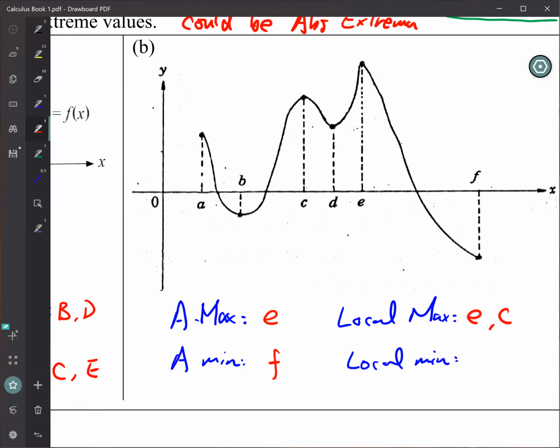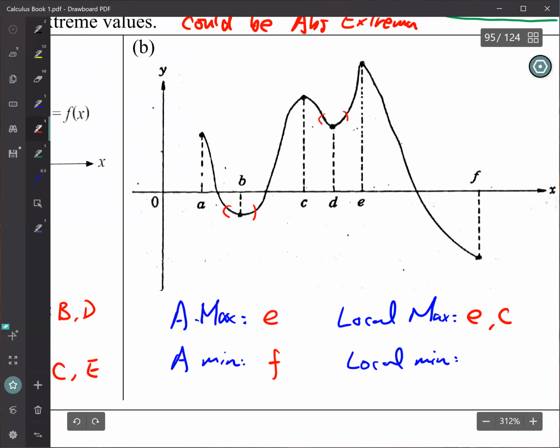Okay, she's probably not back yet. Jeffy, can I ask something? Is F a point or an arrow? That's a point. Oh, okay, because I thought it was continuing on. Yeah, it's a single point, so it stops there. Local min, do you have that, Jeffy? Is it B and D? Yeah, B and D.